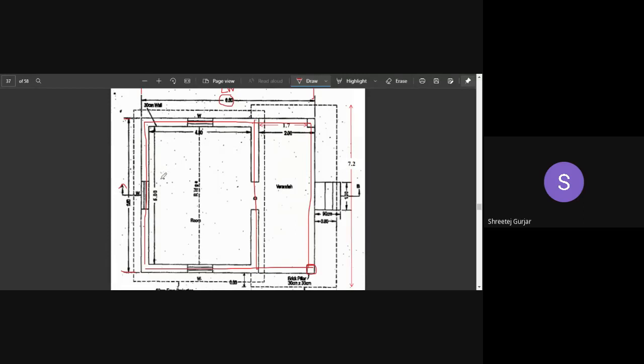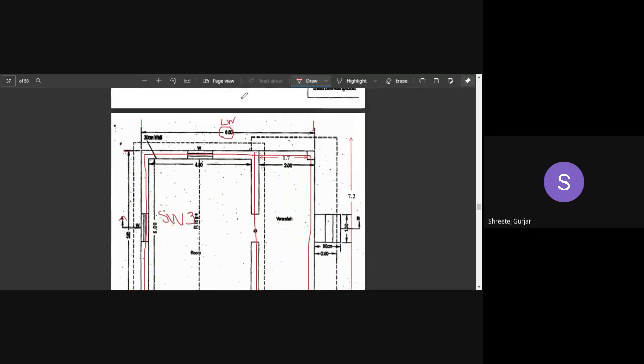So short walls are how much? Short walls are 3 in number. So long walls are 2 in number, and short walls are 3 in number. So that is what we have written here. So steps, we are considering it as 1.